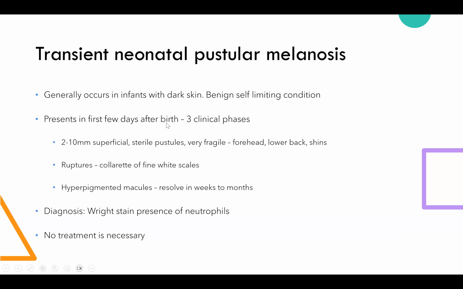It presents in the first few days after birth in 3 clinical phases. First there will be 2 to 10 mm superficial sterile pustules that are very fragile, and they will break on their own and rupture to reveal a collarette of fine scales that will heal with hyperpigmented macules, and this hyperpigmentation takes weeks to months to resolve. In the diagnosis, as opposed to eosinophils in erythema toxicum neonatorum, there is presence of neutrophils. However, no treatment is necessary, and self-resolution is the norm.